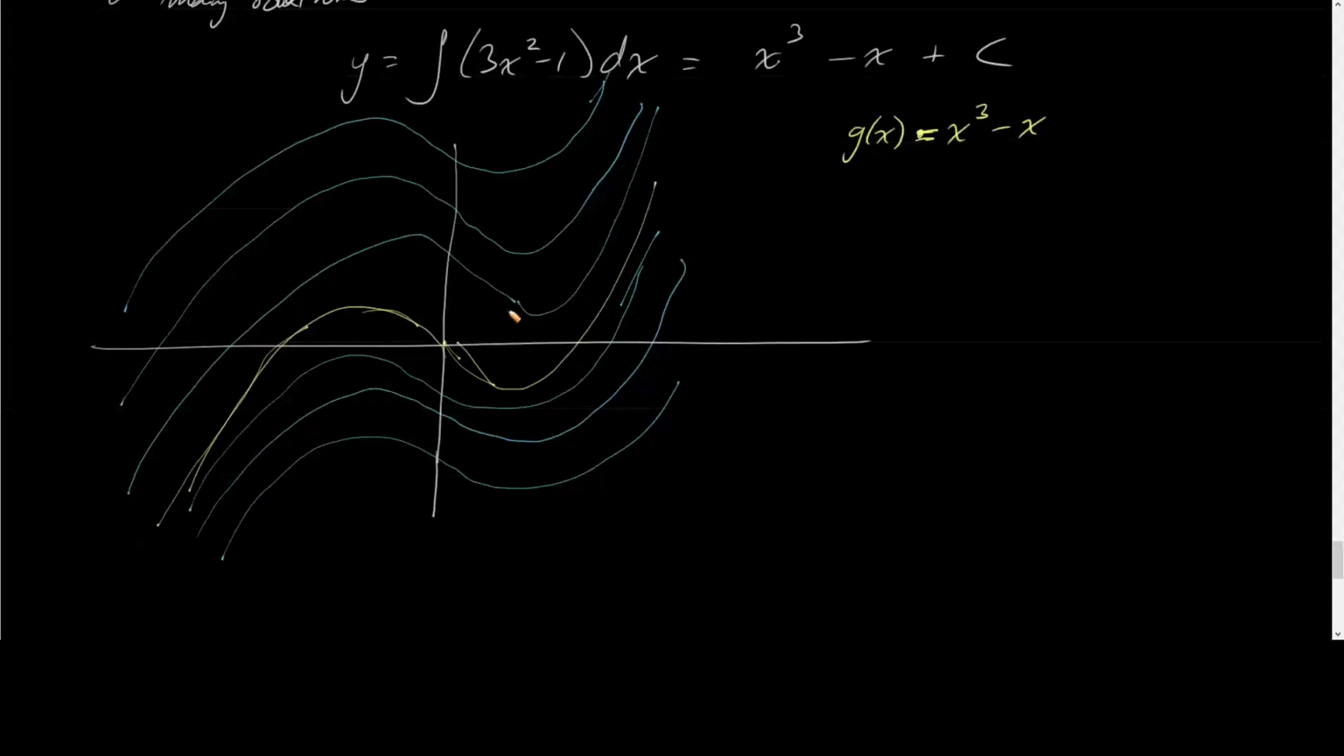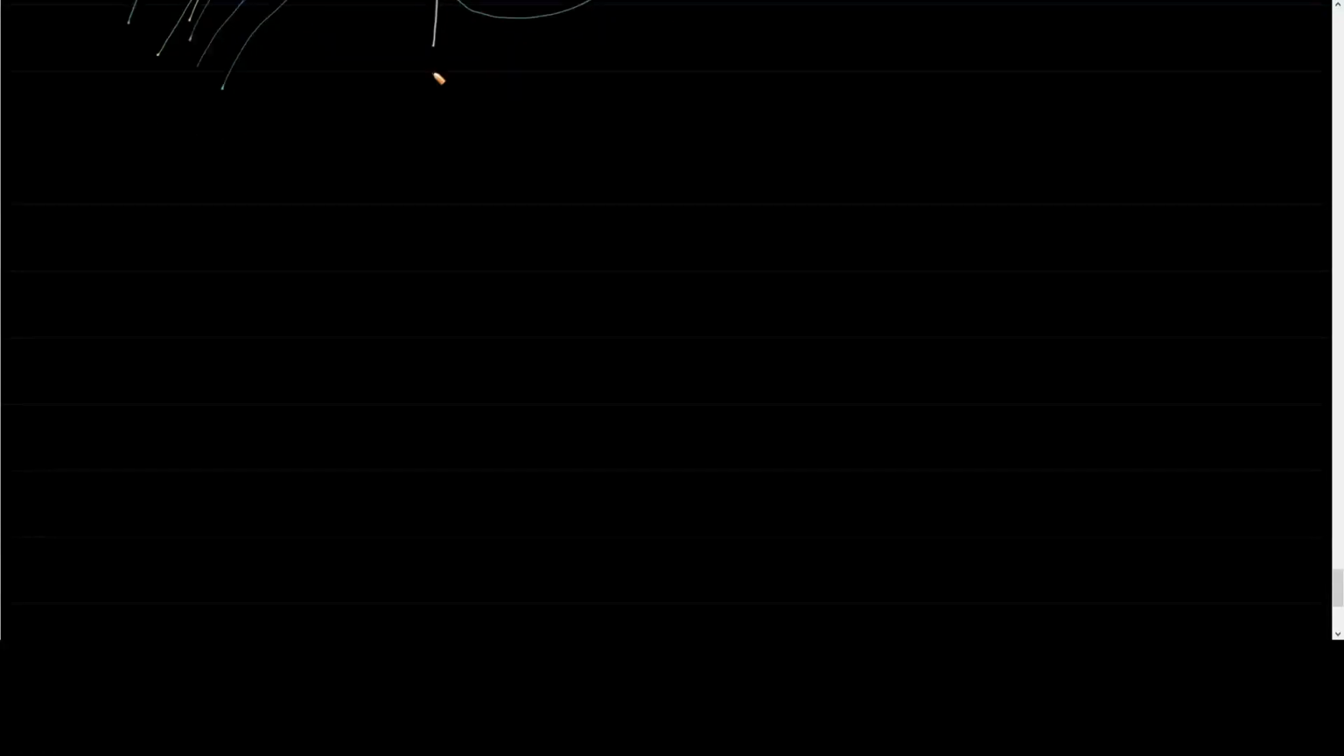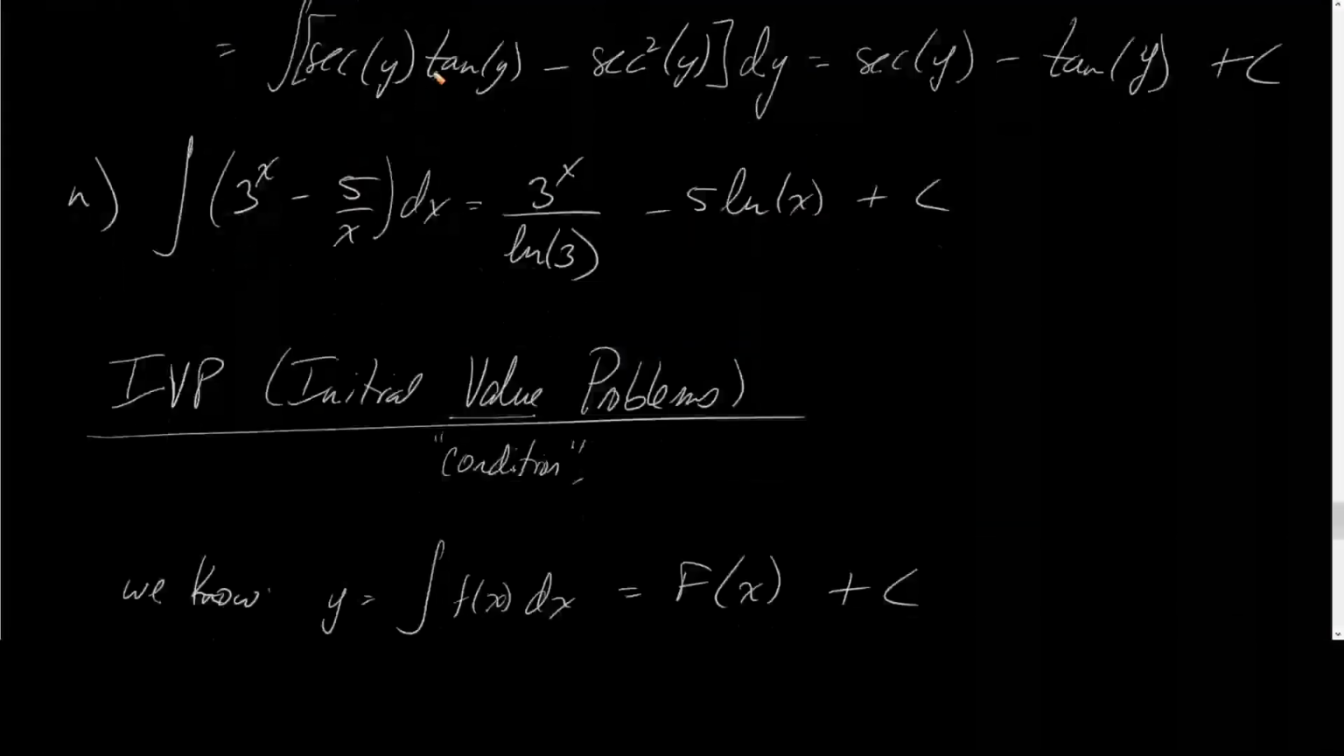But let's say that I wanted a specific one. What if I was interested in this one? How do I get that specific one? Well, that's what these initial value problems do. They allow us to look for a very specific one that would give us the function that we were looking for. So, let's go ahead and do an example.